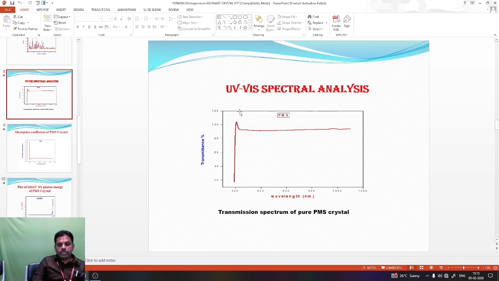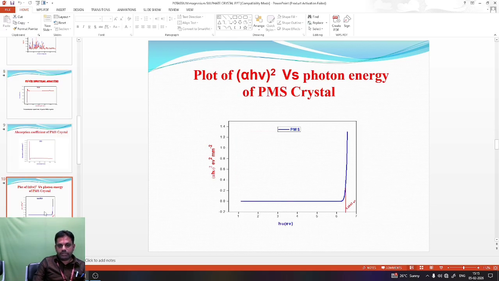So in this area, the excitation wavelength starts at the ultraviolet region. Near 200 nanometer means it is the ultraviolet region. So the transmittance is very high, so the crystal must be suitable for high optical applications, photonic and optical applications. So this is the energy band gap value determination.